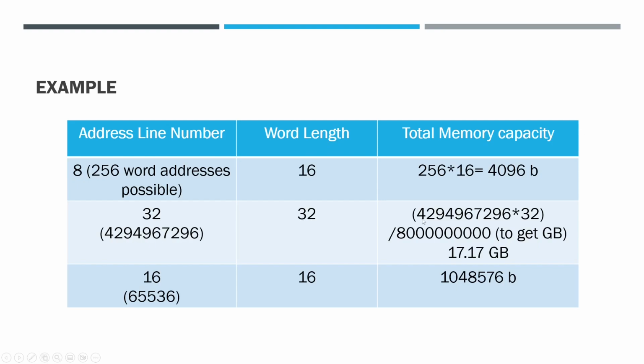Each one is 32 bits, so I've multiplied the two together. Here I divided by 8 billion, because this number is going to be massive, to get it into gigabytes. If I had divided by a billion, it would have been gigabits. So if I had a 32-bit address line and 32-bit memory, I could have 17.17 gigabytes of data, which seems like a more modern cap. Then I did 16 by 16 and got this. So just multiply the line number by the word length.